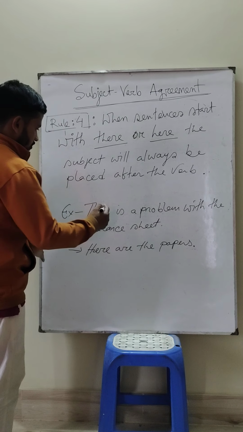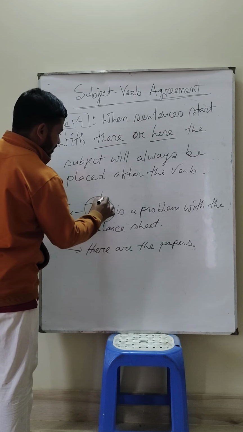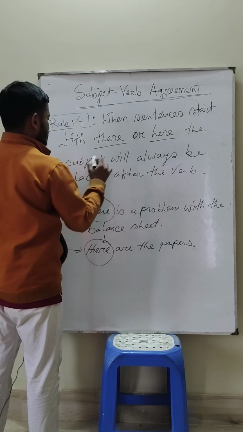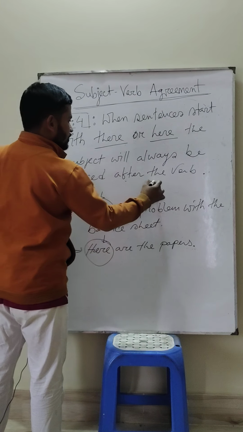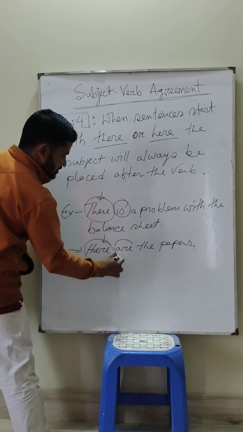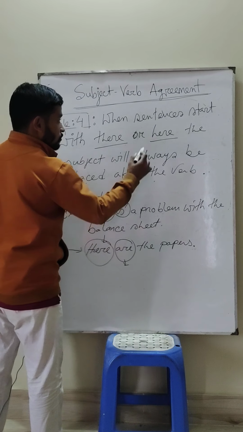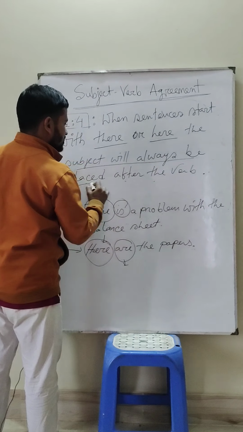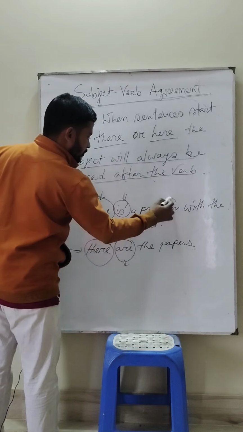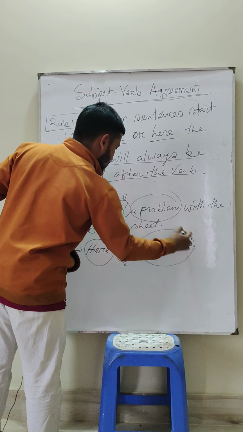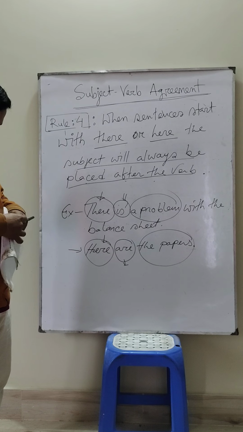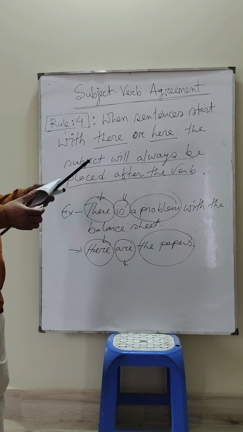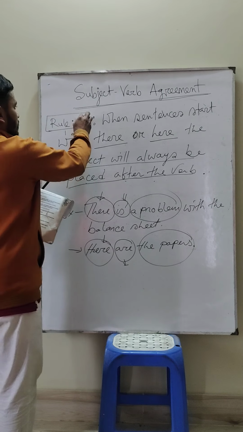You see, the sentence starts with there and the following sentence starts with here. Here and there, the subject will always be placed after the verb. Here the verb is "is", and in the next sentence the verb is "are", and we said that the subject will always be placed after the verb. Here the verb, then the problem is the subject, and the papers are the subject. So we can go to the next rule.